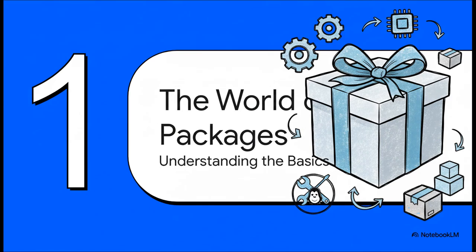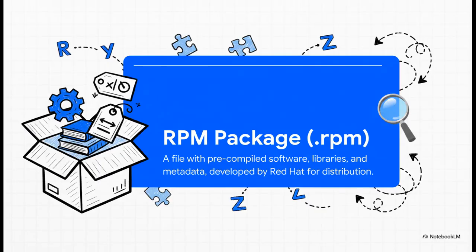Okay, first things first. Before we start typing commands, let's make sure we're all on the same page. What even is a package? Think of an RPM file, the ones that end in .rpm, as a perfectly packed box. Inside that box, you've got everything you need. The software already compiled and ready to go, any extra libraries it needs to run, and a little label with all the important info, like its version. Red Hat created this system to save everyone from the nightmare of compiling everything from scratch.